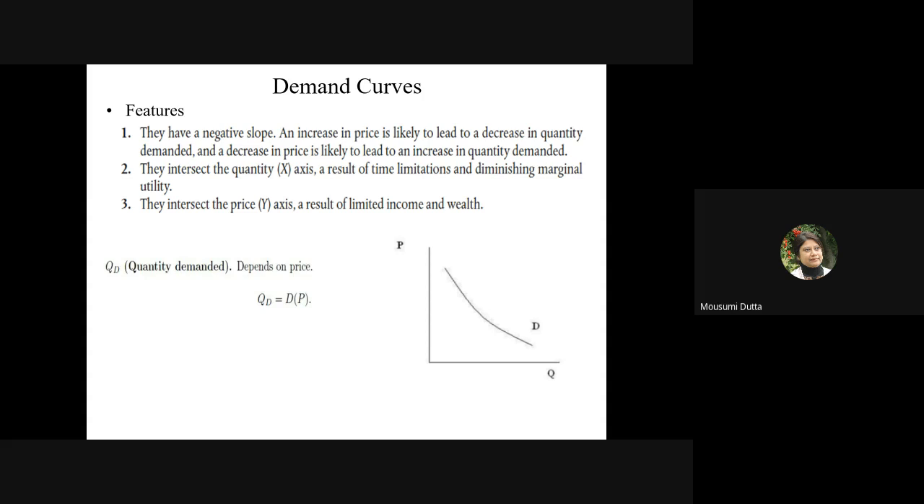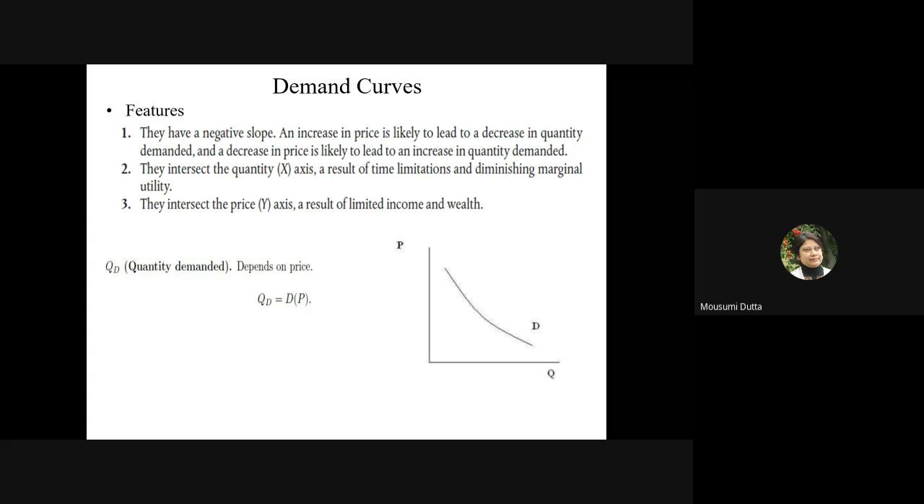So what does negative slope mean? An increase in price is likely to lead to a decrease in quantity demanded, and a decrease in price is likely to lead to an increase in quantity demanded. That is, there is an inverse relationship between price and quantity. Before going to the philosophy of why this happens, I'm first telling you about the features.